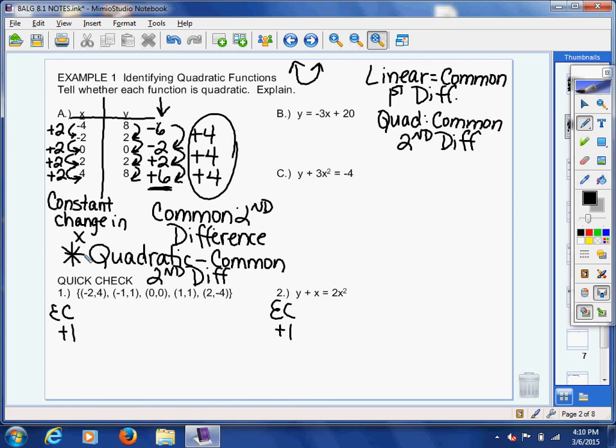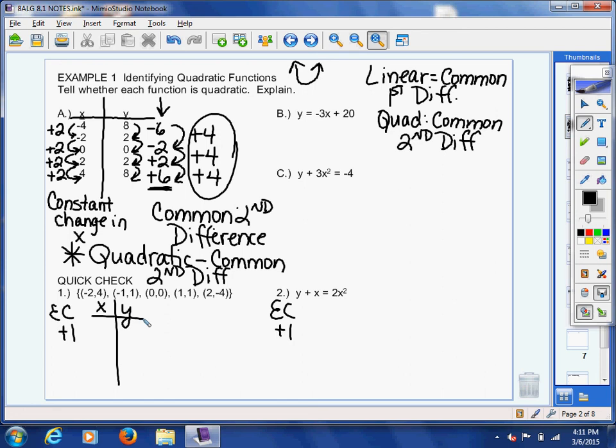Now when you do quick check 1, it's not written in table form, but you can write it in table form and then check it out. See if you have a constant change in your x, which you should, and then look for your common second difference in your y's. Okay?